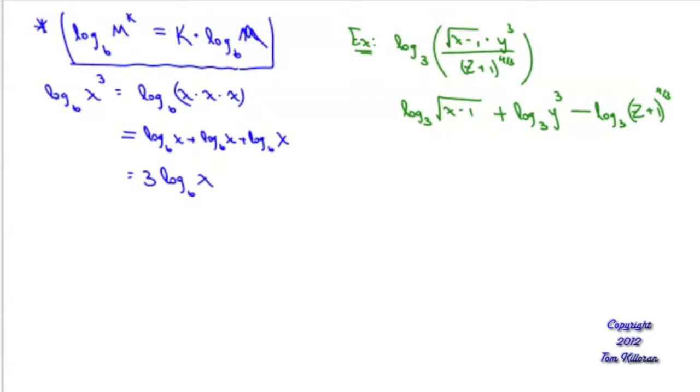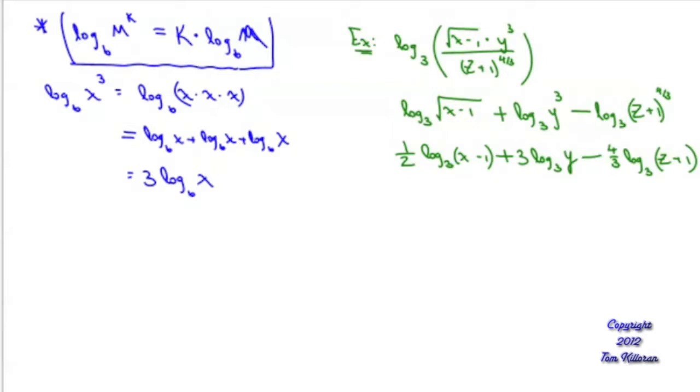What's the power of a square root? 2? No, that's a square. What's the power of a square root? A half. So we're going to pull a half out front. Log base 3 of x minus 1. You have to put the x minus 1 in parentheses. Otherwise, it would be log of x minus 1. All right, what goes out front here? The 3. So you get 3 log base 3 of y minus 4/3 log base 3 of z plus 1, and make sure it stays in parentheses. And you're done. That's it.